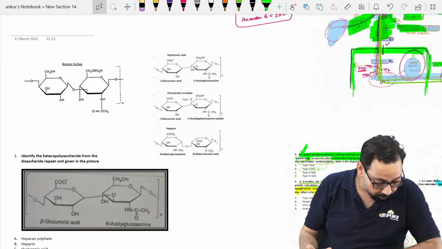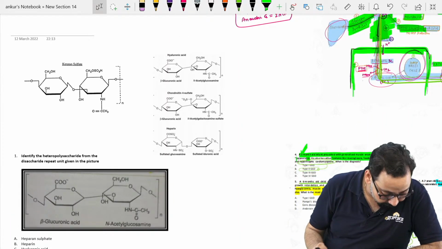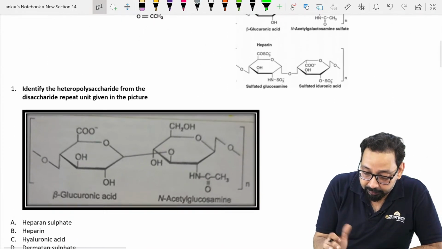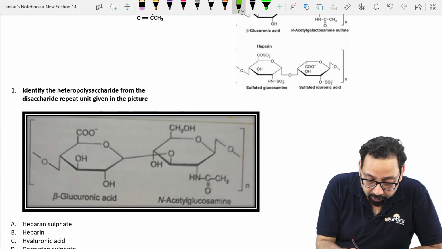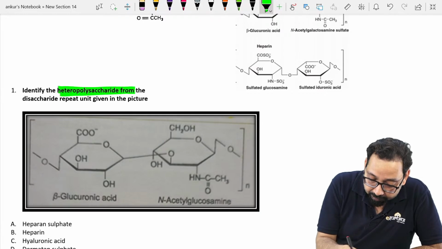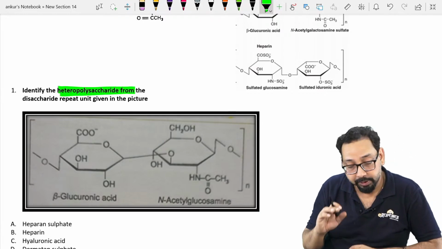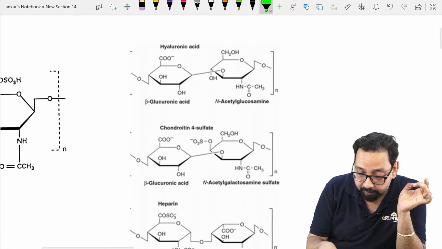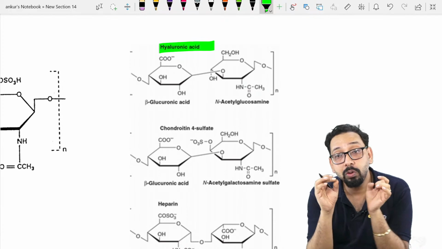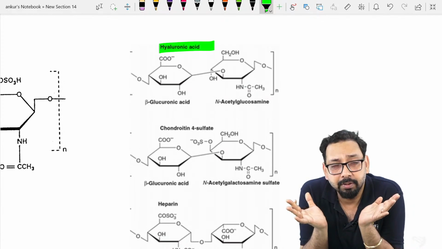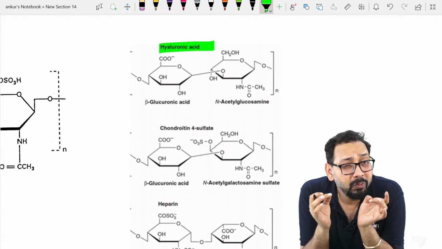One more question. Very good. This question was recently asked, a picture MCQ, very easy. Whenever they ask about heteropolysaccharide and the structure is given, the first catching point is hyaluronic acid. In all mucopolysaccharides you will find sulfate.